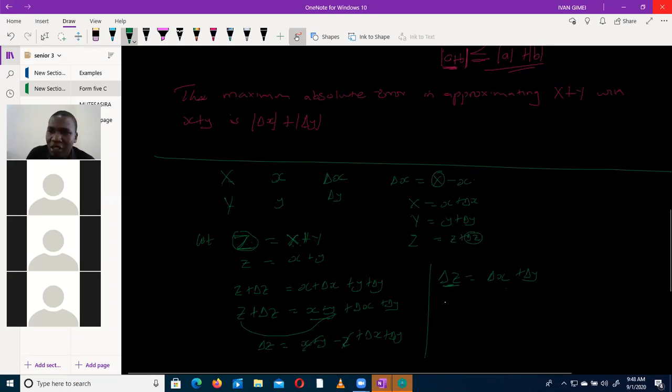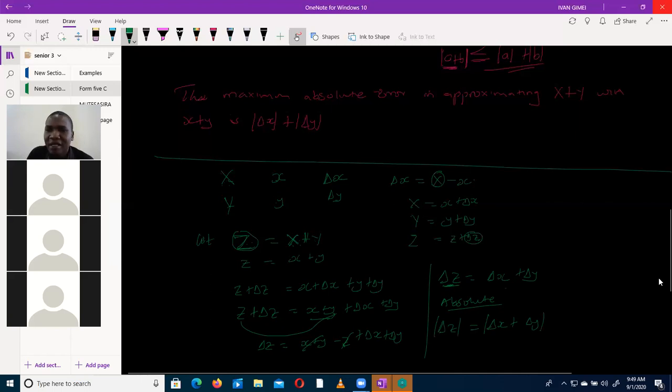But then we defined terms at the beginning of this lesson, and we talked about the term absolute error. How did we define absolute error? We said absolute error is the magnitude of the error. So let's introduce magnitude here, because there's a possibility that this error can be negative. So how do I get the absolute error? Absolute error in z, modulus, will be equal to error in x plus error in y, modulus.